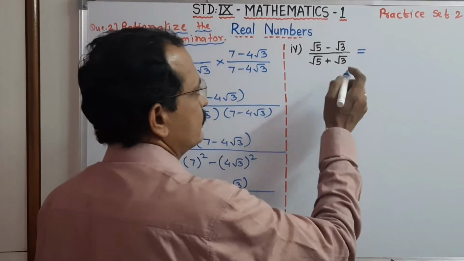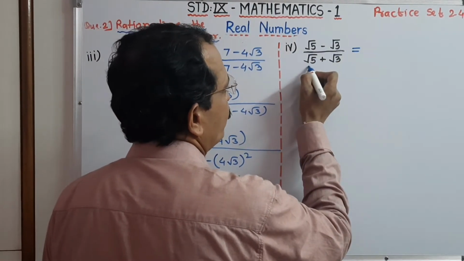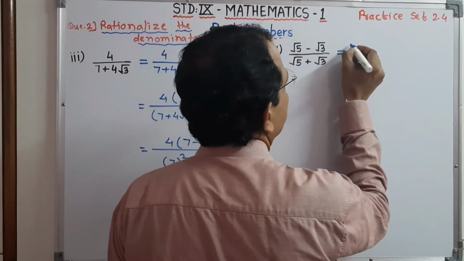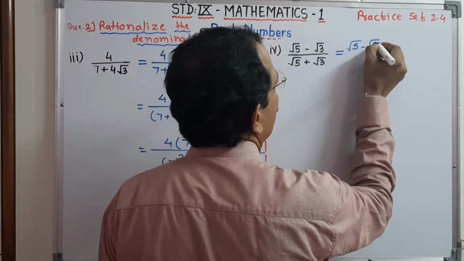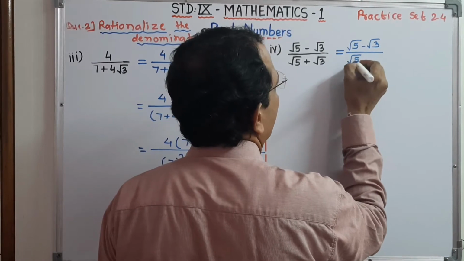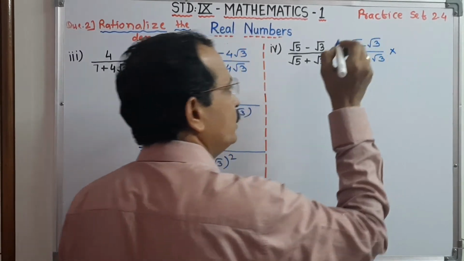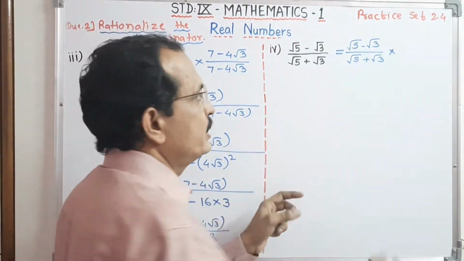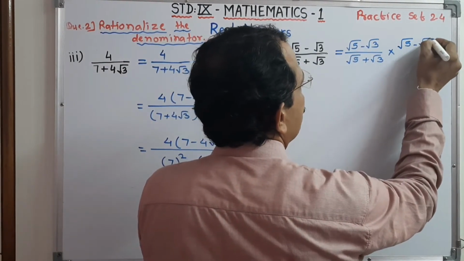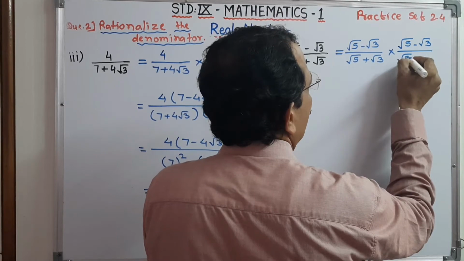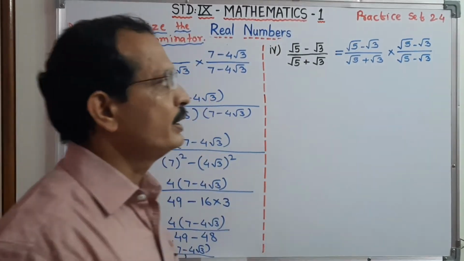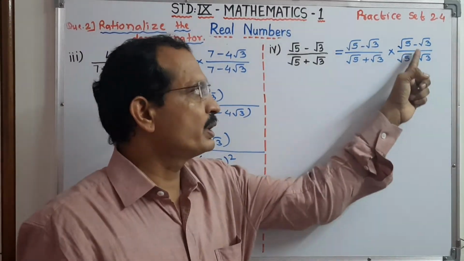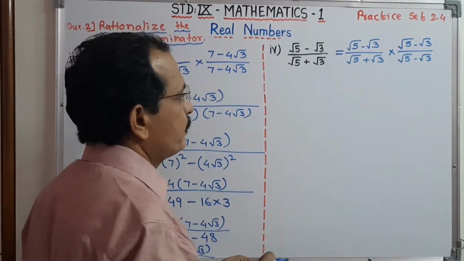Let's start with the fourth sum. Root 5 minus root 3 upon root 5 plus root 3. Now see here, root 5 minus root 3 divided by root 5 plus root 3, we have to multiply with the conjugate pair. What is the conjugate pair of this? It is root 5 minus root 3 divided by root 5 minus root 3. I think everyone understood this. We have to change only the sign. The plus sign is there, we have to make it a minus sign and multiply and divide by that number.